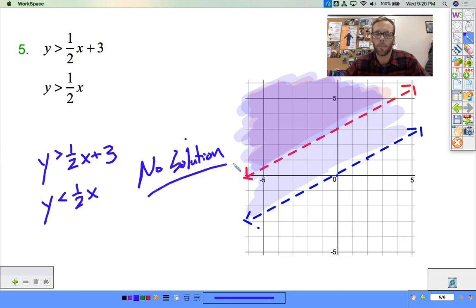All right, so there you go. That's our systems of inequalities. Like I said, it's not a big step above what we did before. You're just looking for that region that we shade multiple times.